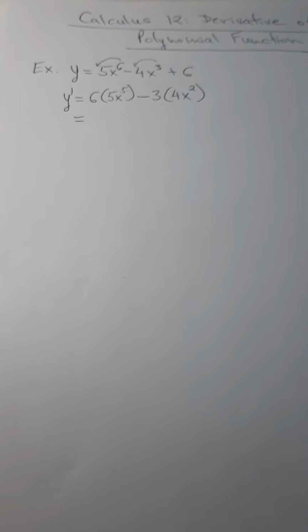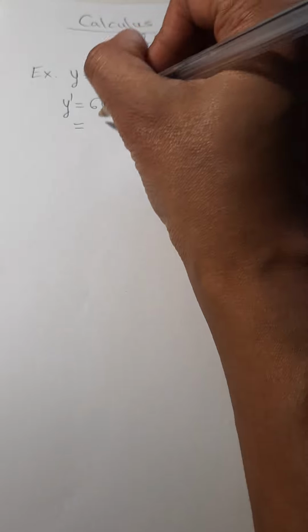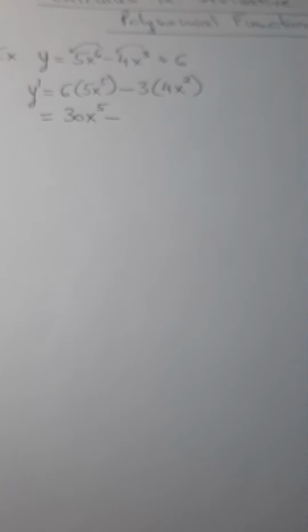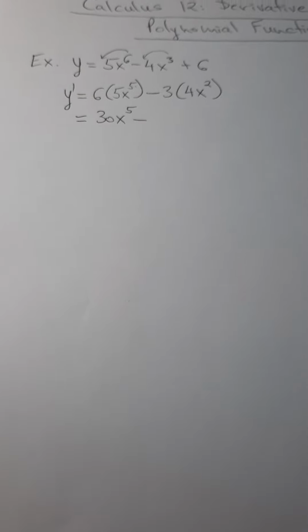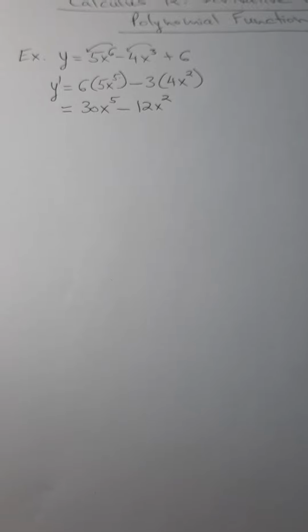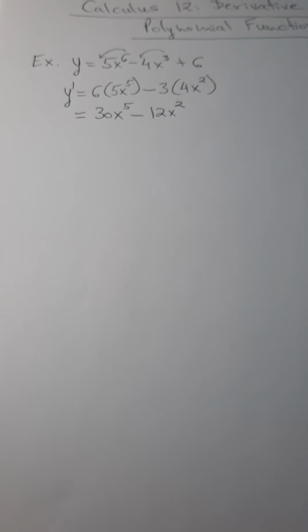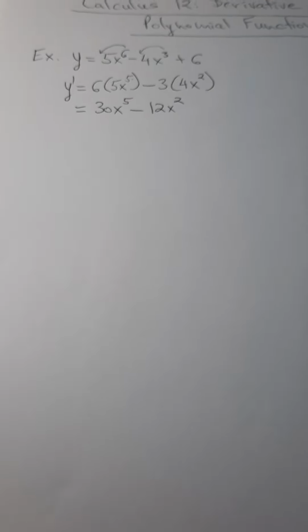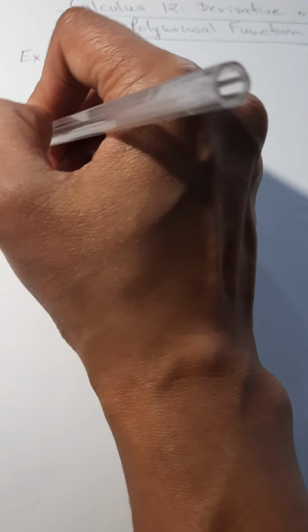Okay, we're going to do the 6 times 5 here. So we're left with 30x to the 5. And the second one, we're doing 3 times 4, which is 12x squared. And this is the final derivative for this question here. Everyone is good? Let's try another example.